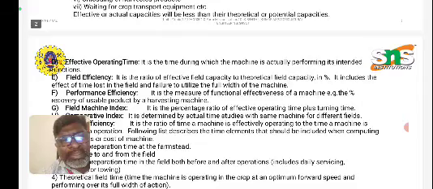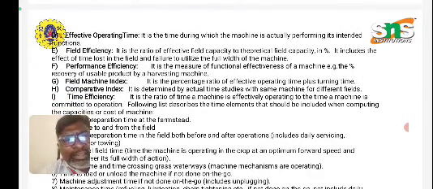And to say about the effective operating time, it is the time during which the machine actually performs its intended functions. And to say about the field efficiency, it is the ratio of effective field capacity to theoretical field capacity in terms of percentage. It includes the effect of time lost in the field and failure to utilize the full width of the machine. And the performance efficiency is a measure of functional effectiveness of a machine, for example, the percentage recovery of useful products by the harvesting machine.